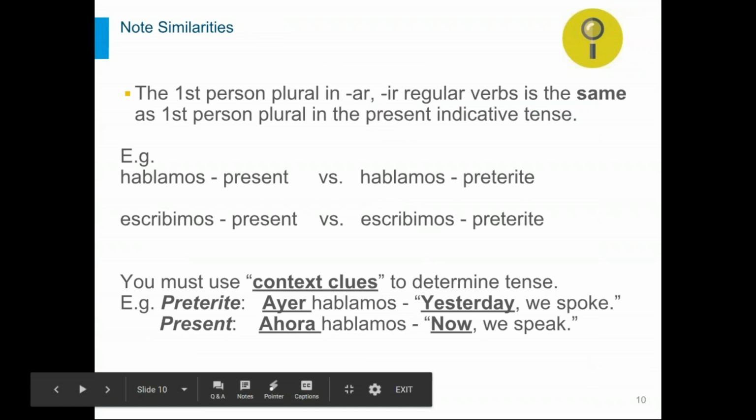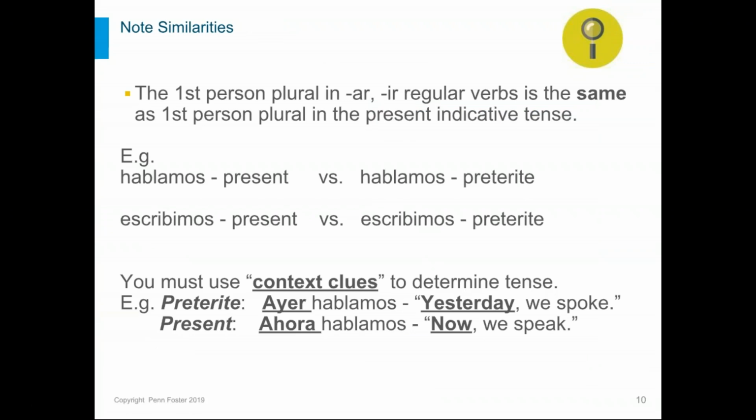Okay, one unusual thing about preterite first plural, just to follow up on the previous couple of slides, is that the AR ending is the same as it would be in the present indicative tense. So the AMOS is exactly the same as you can see in some of the examples here. All right, and a way to discern between the present or the preterite would be context clues.